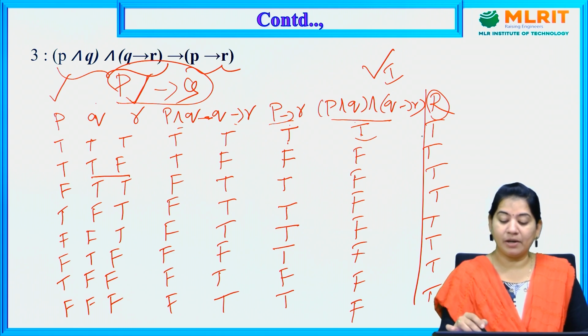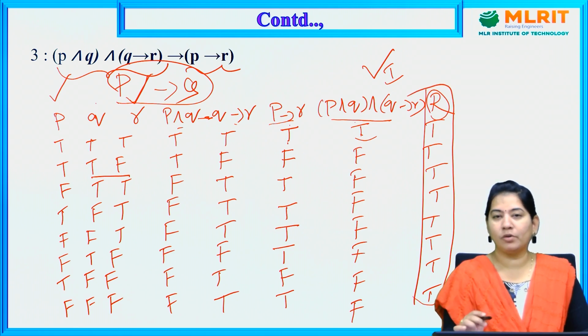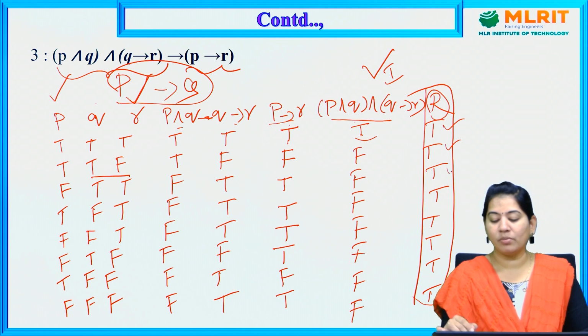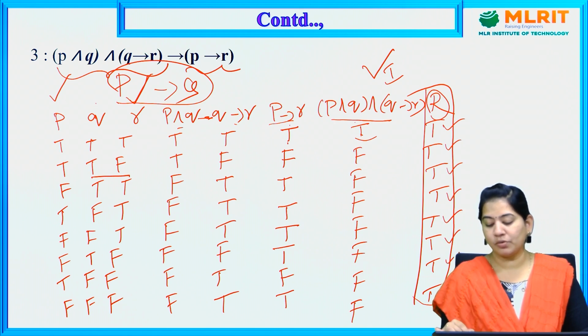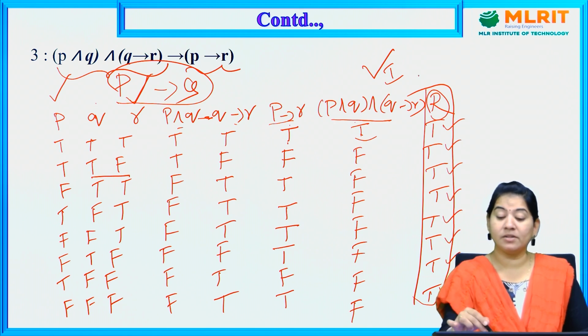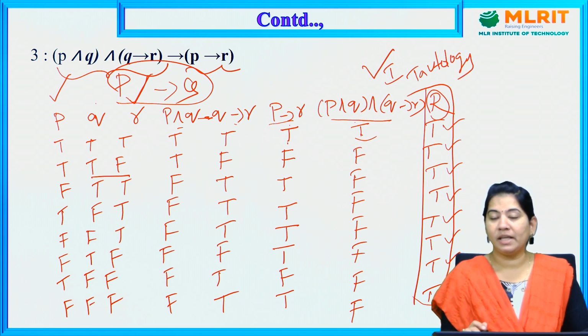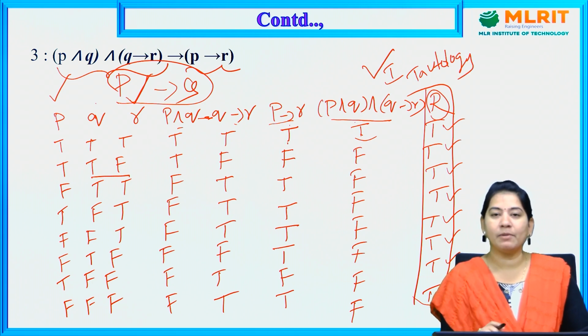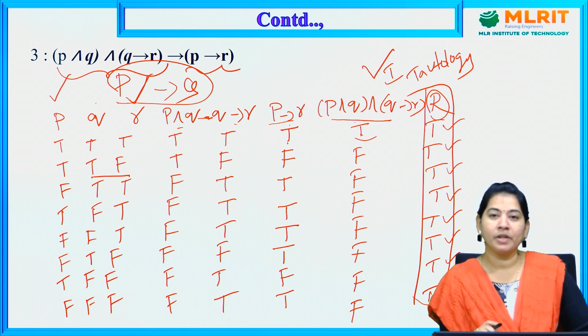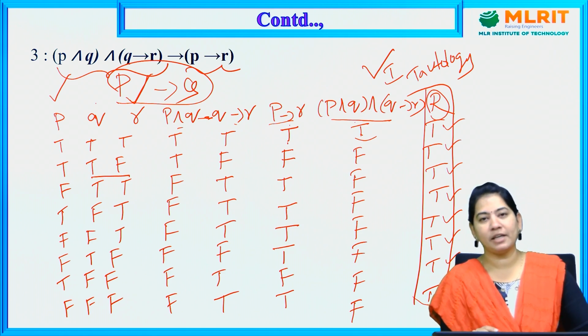So now if we observe this, we got all truths, all 8 combinations we have truths only. Then we can say that this is called a tautology. So this is a tautology, and this is the example for the third condition here. Then we can say that all the conditions are equivalent here.